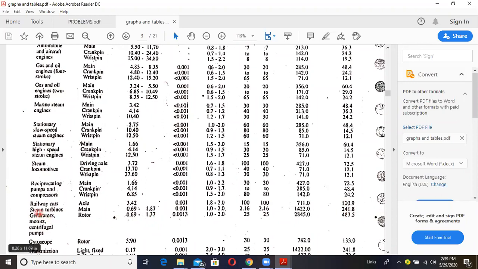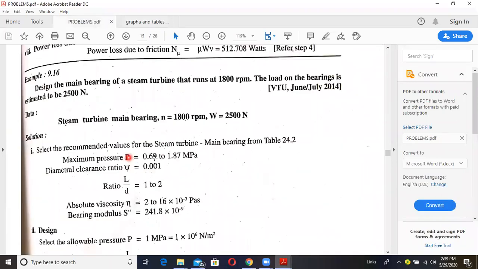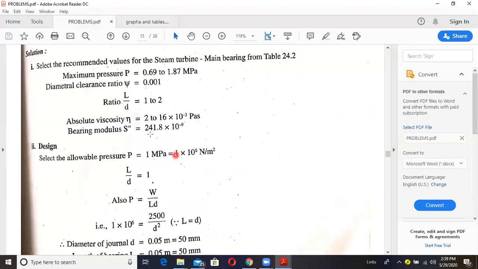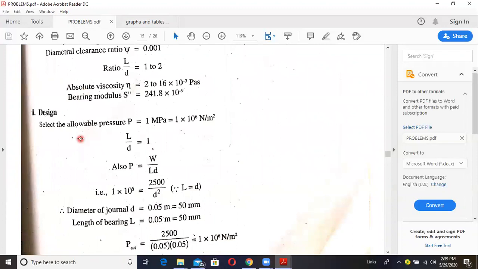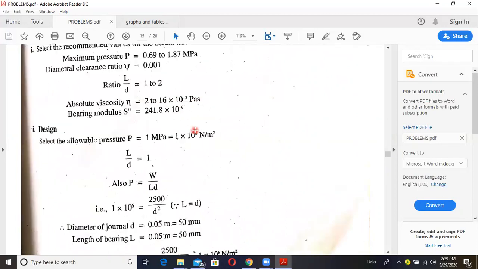So now we are going to take the application for steam turbine. So we have to note down everything: P, Xi, L by D, eta, and S double dash. Once you get this, the remaining is the same procedure. So first we are going to take this. Here we can take pressure 0.69 to 1.87. Any value in between this we can take.